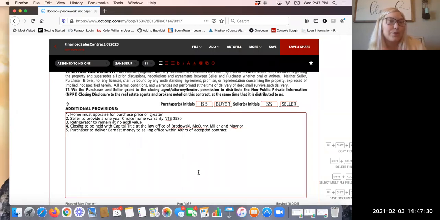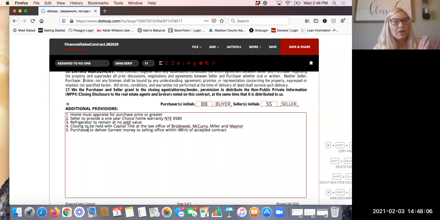Refrigerator to remain at no additional value. If you are asking for a refrigerator, washer, or dryer, they need to say remain at no additional value. If you don't put no additional value, then the lender must have a value to put on there, and it's a mess. You have to go find on Craigslist the exact same refrigerators and compare what the pricing is and take the average. It's a hot mess if you don't put that. So make sure it says at no additional value.